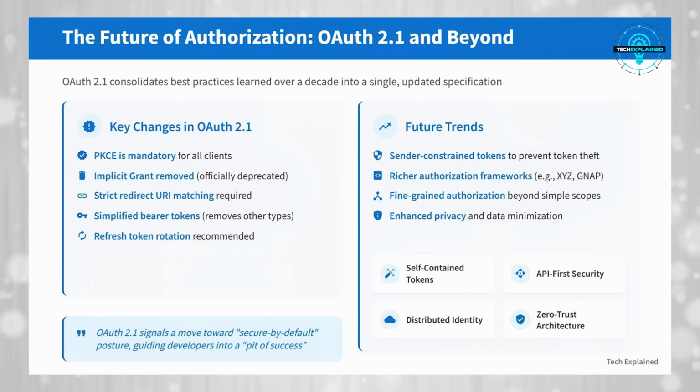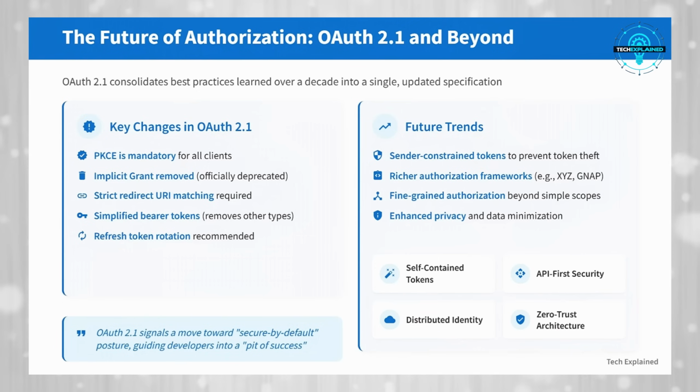It simplifies the use of bearer tokens by removing other, less common token types, and clarifies the handling of refresh tokens, recommending that they be sender-constrained or rotated upon use. The development of OAuth 2.1 represents a maturation of the framework. It signals a clear move toward a secure by default posture, aiming to guide developers away from common pitfalls and into what's sometimes called a pit of success.